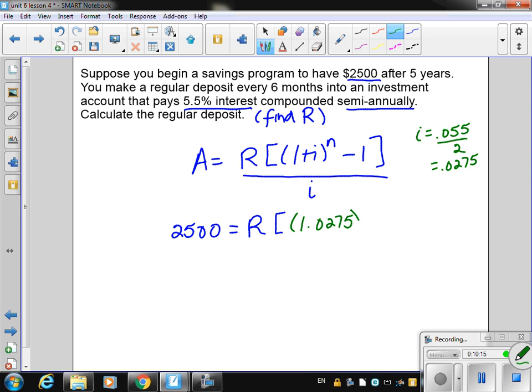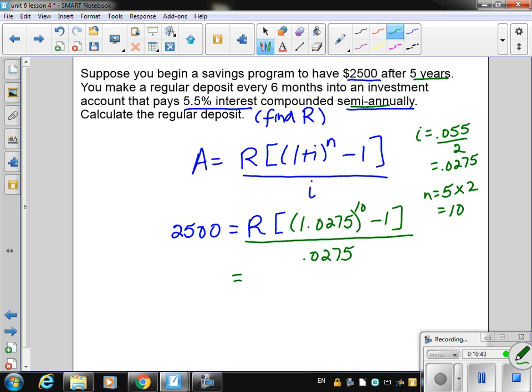1.0275. Now I've got to be careful with my N. I'm going to do this regular deposit for 5 years, but it's semi-annual. So my N value would be 5 years times twice a year. There will be 10 compounding periods. So 10 subtract 1, mismatched brackets, sorry, and then just the 0.0275 goes on the bottom.